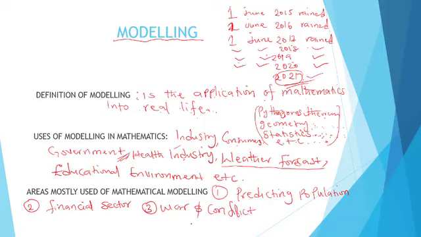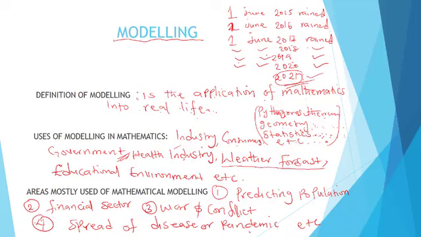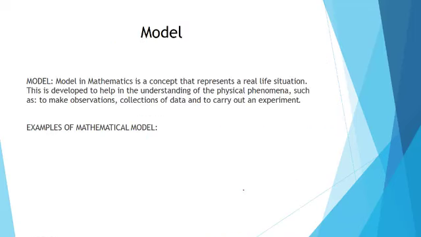Modeling can also be used to predict or ascertain the spread of disease or a pandemic, among others. So there are so many ways we can apply modeling in real life. Now let's ask, what is a model?